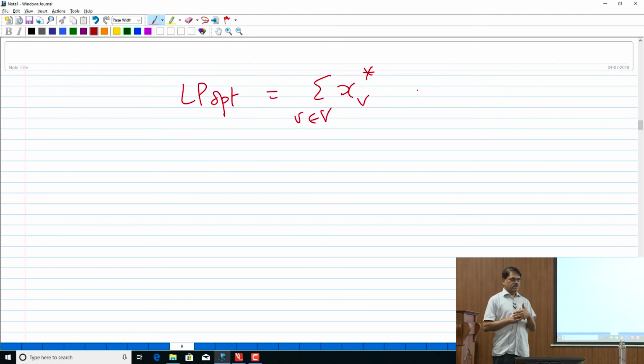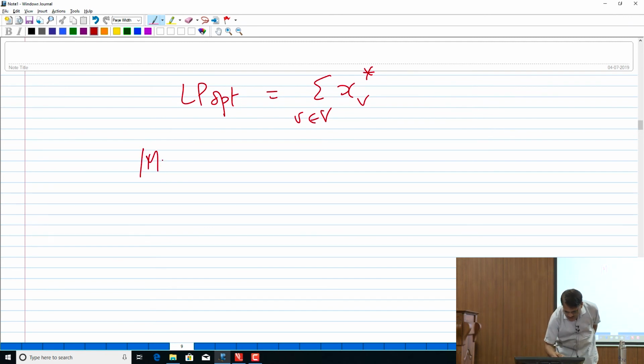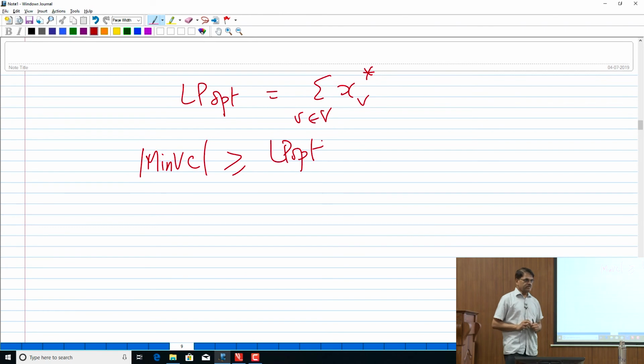Not possible, right? There is no vertex cover of size at most k because LP has relaxed things from integrality to 0, half, you know, I can make any number. And even with this relaxed thing, the LP optimum is bigger, the integral optimum is actually going to be even bigger. Is that clear? The minimum vertex cover size is greater than or equal to LP opt.